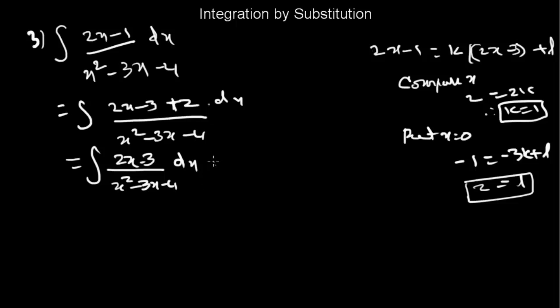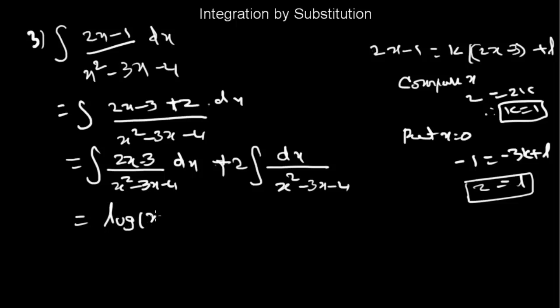Then plus 2 into 2 by this one. 2 you have taken outside as a factor. Denominator is x squared minus 3x minus 4. Here differentiation of the denominator is there in the numerator. That is, if you put t is equal to x squared minus 3x minus 4, this becomes dt. So it becomes dt by t, which is log t, that is a log of the denominator. Remember, whenever differentiation of the denominator is there in the numerator, it becomes a log of the denominator.